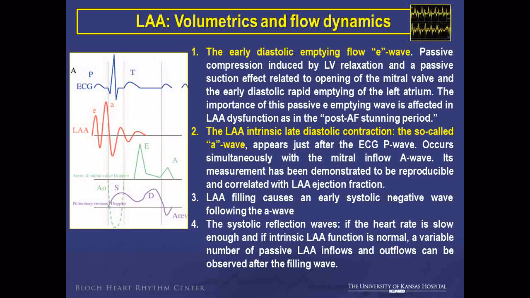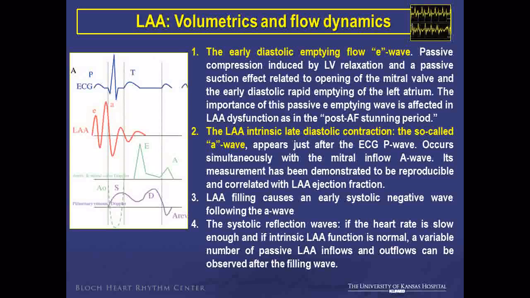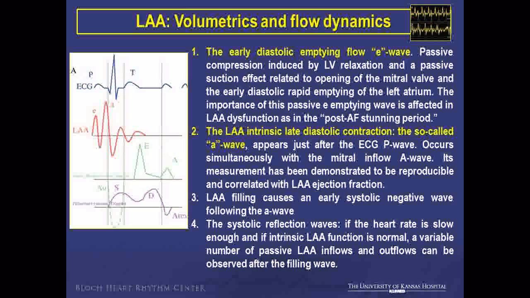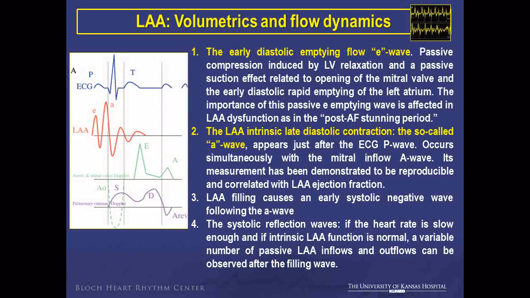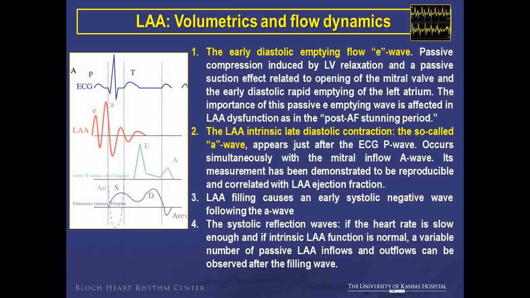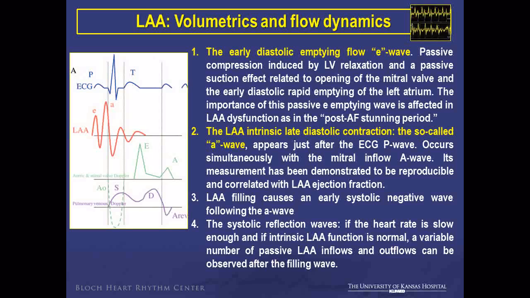So if you track my mouse, the very first wave that you see is the positive E wave, which is basically a reflection of the early diastolic emptying. That means as the left ventricle relaxes and the mitral valve opens, it creates that negative suction effect on the rest of the atrium, as if there is a force that is trying to pull the blood towards the left ventricle, and that passively empties out the left atrium. So this is one of the passive emptying of the left atrium that creates this E wave.